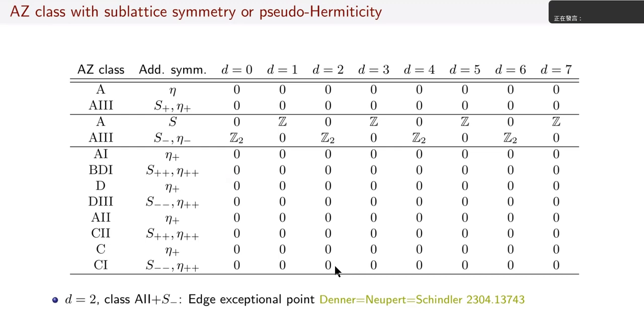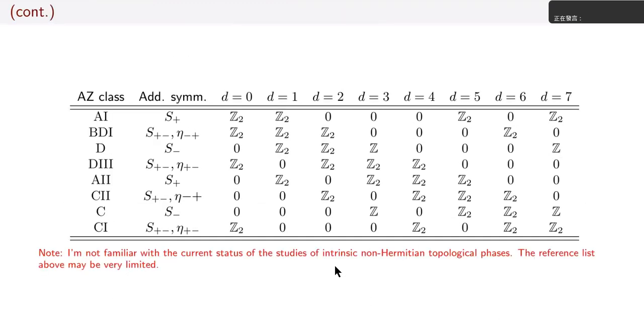For example, class D in two spatial dimensions with S plus and S minus, the kind of sublattice symmetry. This is partially D2, and this example is discussed in this paper. Eventually I have the classification. But yeah, this is a remark.